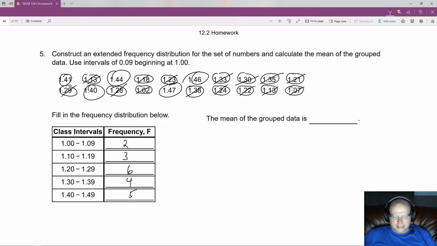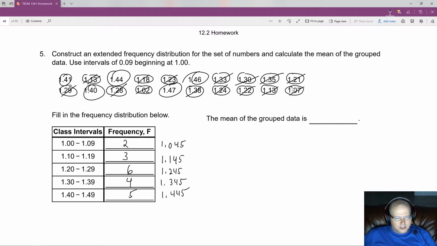The mean of the grouped data is, and this is when things get much more complicated. What you need to do is take the average of each one of these intervals and multiply it by its frequency. So the average of 1 and 1.09 is 1.045. Then the mean of 1.1 through 1.19 is 1.145. The mean of 1.2 and 1.29 is 1.245. The next one is 1.345, and the next one is 1.445.